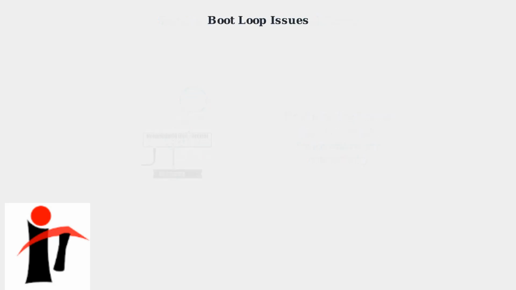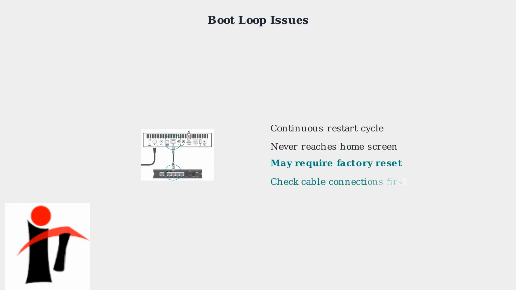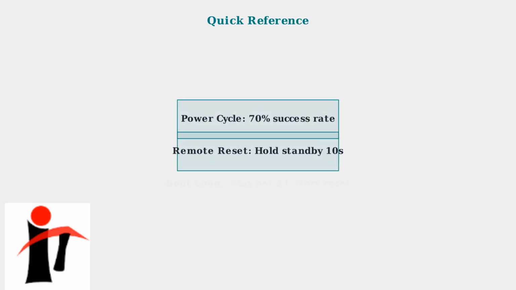Boot loop problems occur when the device continuously restarts without reaching the home screen. First, verify all cable connections are secure as shown. If the issue persists after power cycling and remote reset, a factory reset may be necessary as a more advanced solution. Remember these key troubleshooting steps. Power cycling has a 70% success rate for frozen screens, remote reset using the standby button for 10 seconds, and boot loops may require factory reset if basic methods fail.